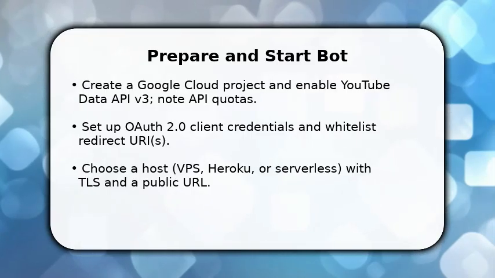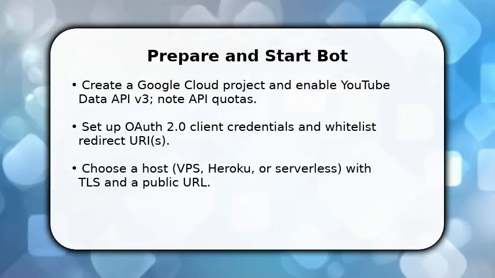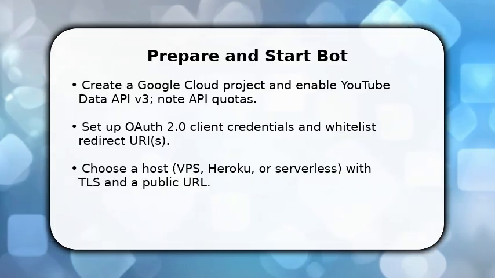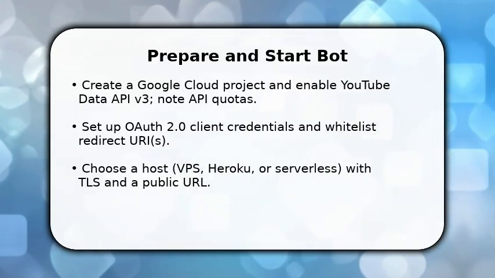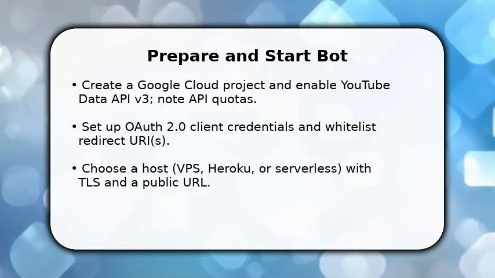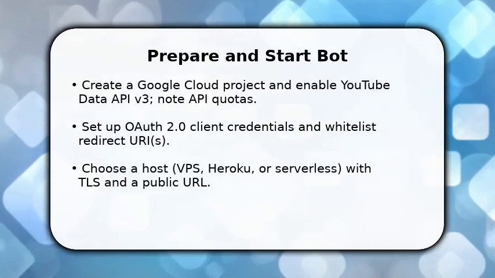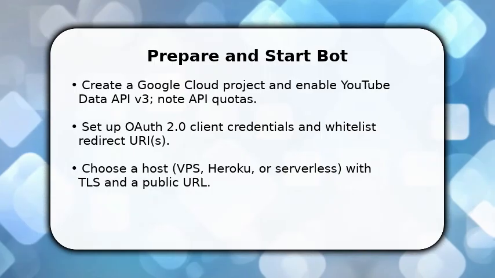You begin by getting credentials. Create a Google Cloud project, enable YouTube Data API v3, and generate an OAuth 2.0 client ID. You also pick a host with TLS so the bot can receive webhooks. This avoids downtime. Once done, register your redirect URI and note quota limits so you don't exceed calls.